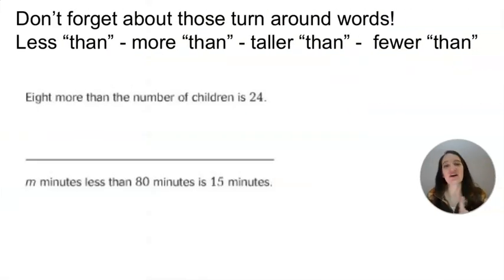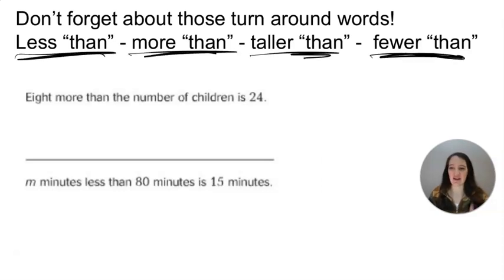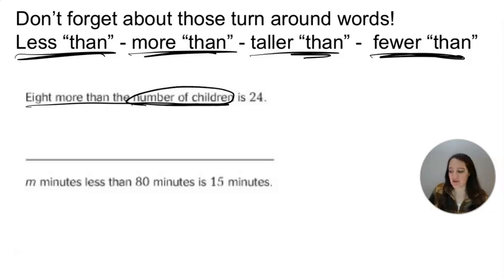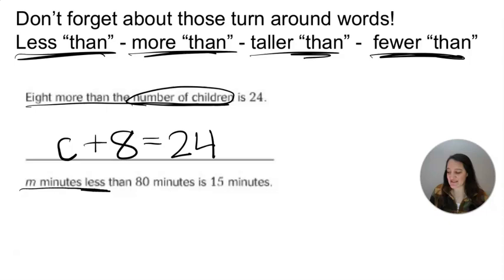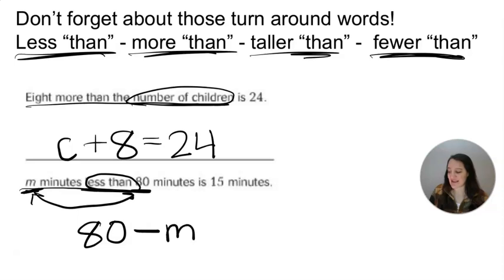Okay, so another reminder of those turnaround words. If you see less than or more than or taller than or fewer than, we need to put it at the end because we need to know what that is, and then we want to take less than that. So if this says 8 more than the number of children, we don't know the number of children. What letter should we use? I don't know, C for children. And then we want 8 more than that is 24. Okay, or M minutes less than 80. So we're going to swap the 80 minutes and the M minutes. So it'll look like this. 80 minus M minutes is 15, right?